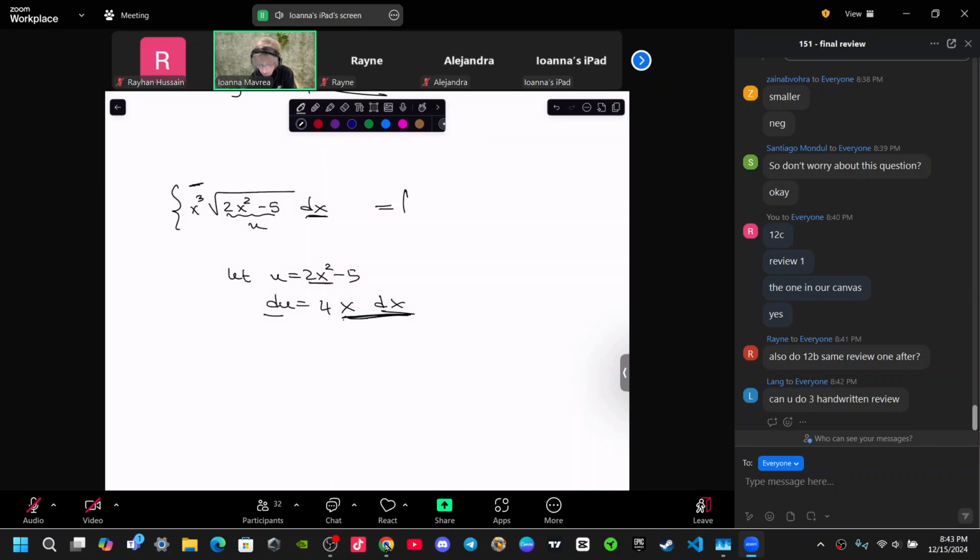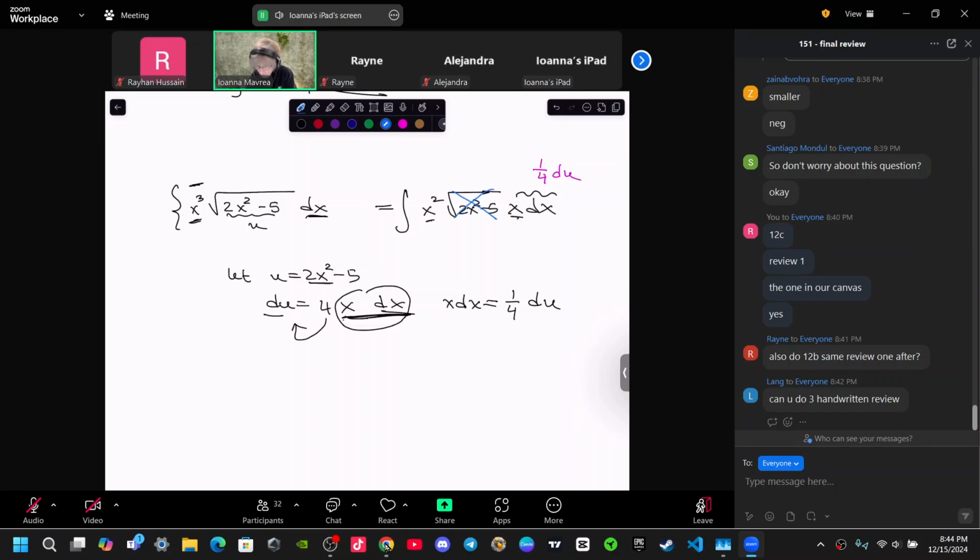So I'm going to rewrite this. I do see an x dx. I take one away from here. I also see a root, and I also see 2 more x's, right? Here's my 3 x's. So the x dx is going to be replaced by 1/4 du.